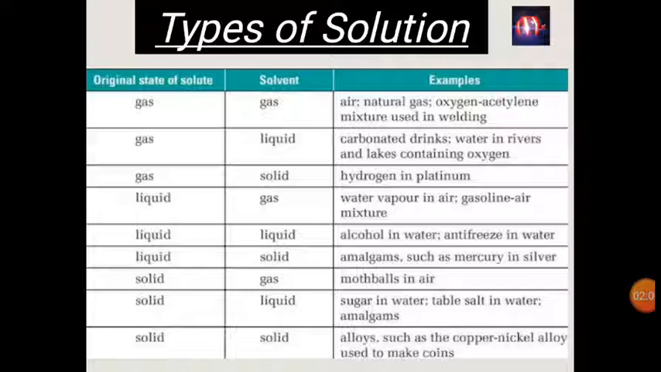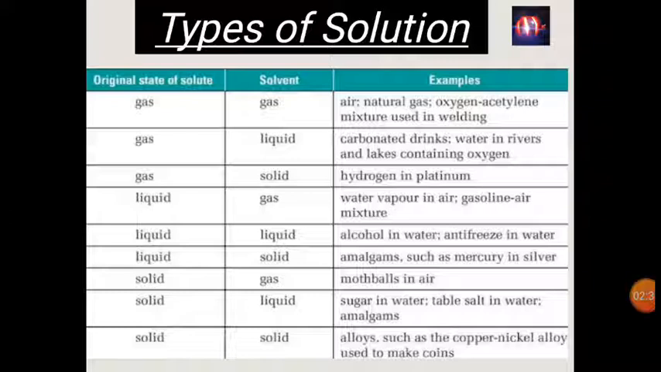The second part of it is liquid in liquid. Liquid in liquid means when our solute and solvent both are in liquid state. For example, alcohol in water. Gas in liquid means when the solute is in gaseous state but the solvent is in liquid state. The example for it is oxygen dissolved in water.